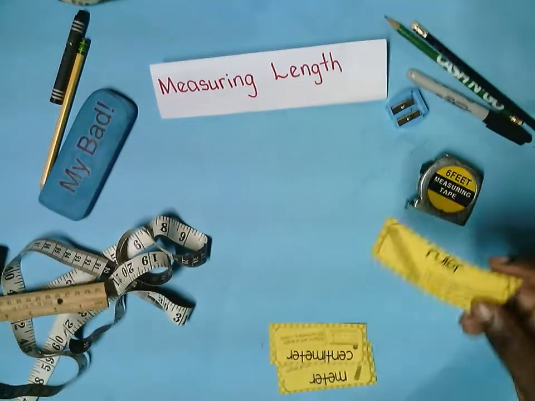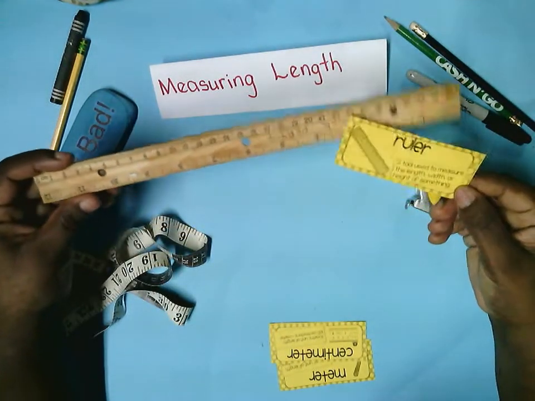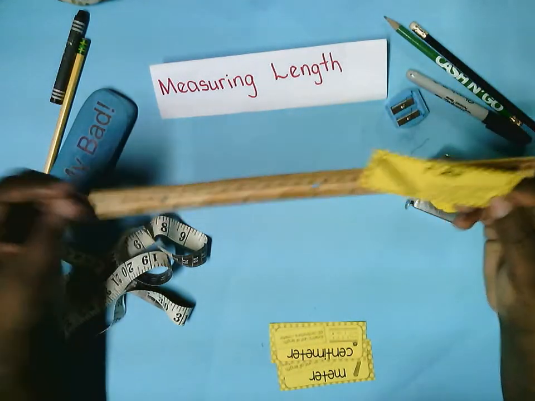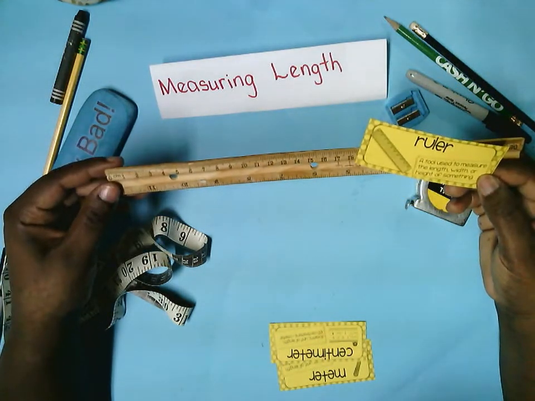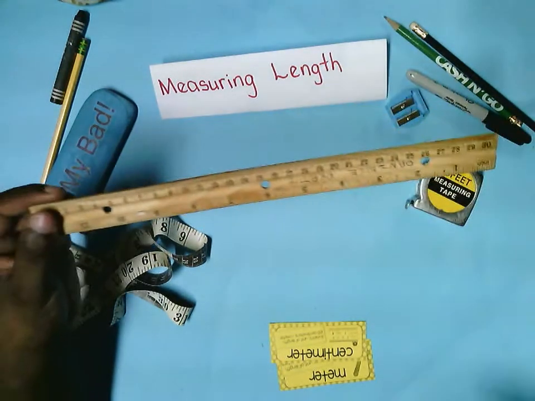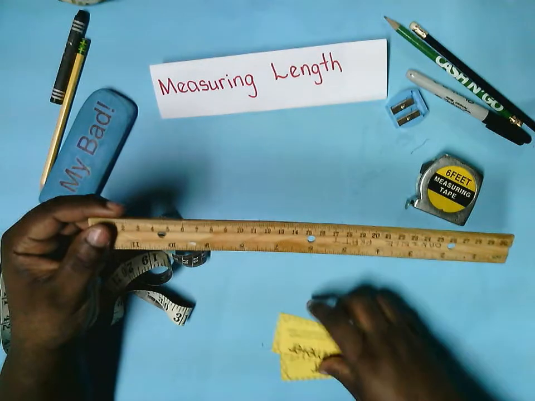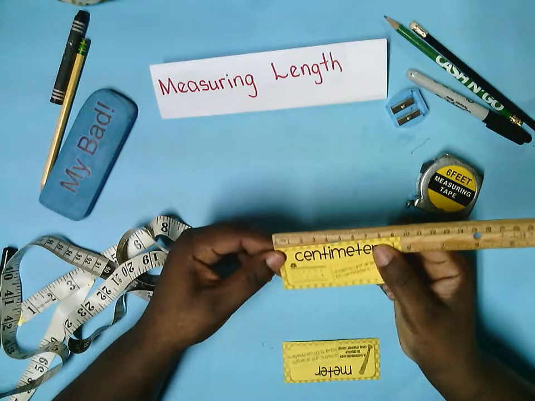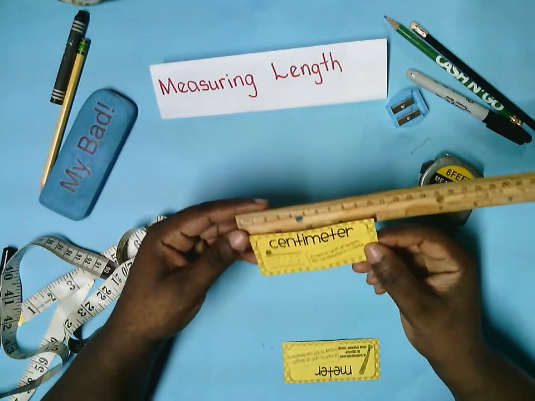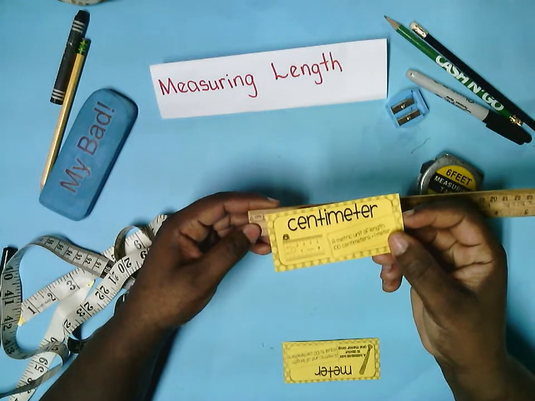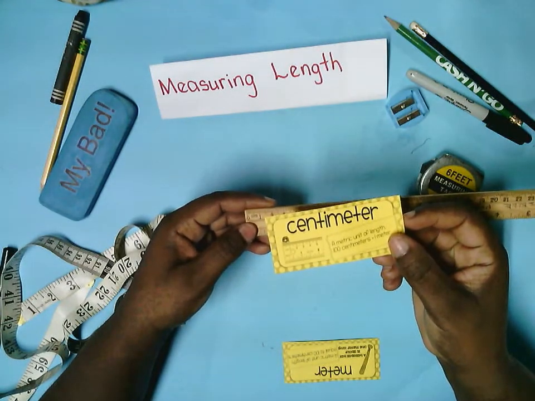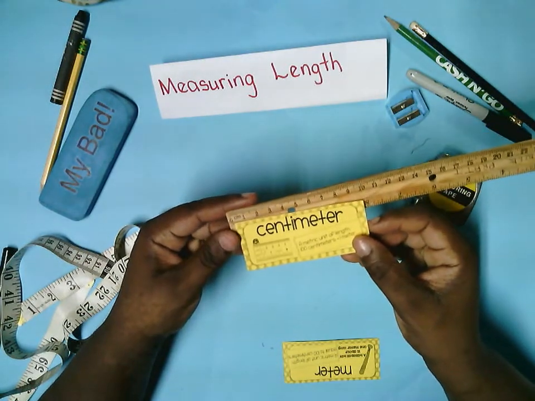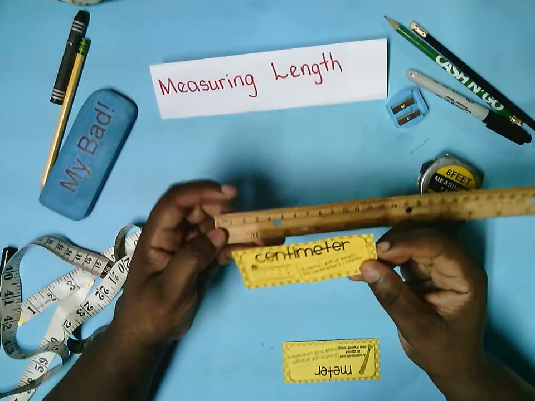And a ruler is a tool used to measure the length, width, or height of something. So we can measure how long something is, how wide something is, or how tall something is using a ruler. And then the cm, which stands for centimeter. It's an abbreviation, which means it's a shorter way to write a word. The full word is centimeter. It's a pretty long word. And then we abbreviated or shortened it to cm for centimeter.